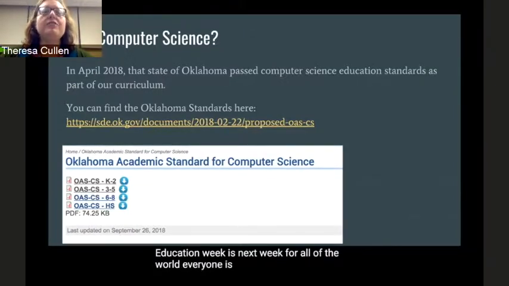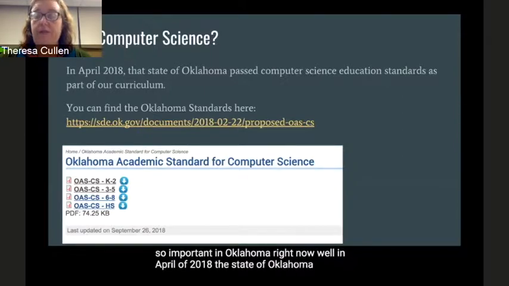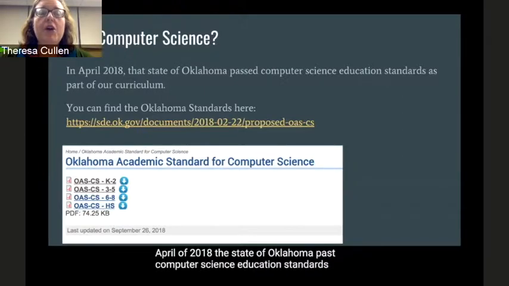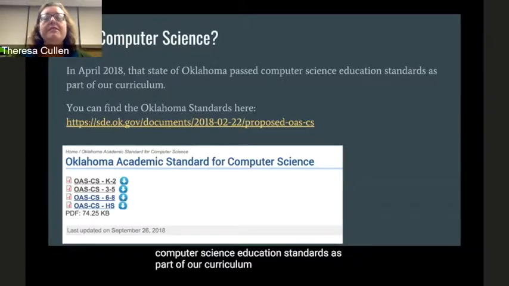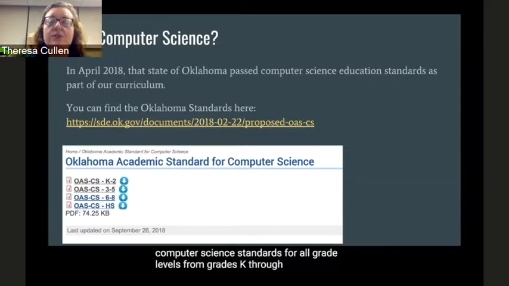And why is that so important in Oklahoma right now? Well, in April of 2018, the state of Oklahoma passed computer science education standards as part of our curriculum. And so there are computer science standards for all grade levels, from grades K through 2, 3 through 5, 6 through 8, and then for high school level.